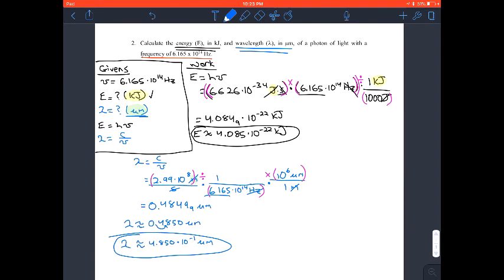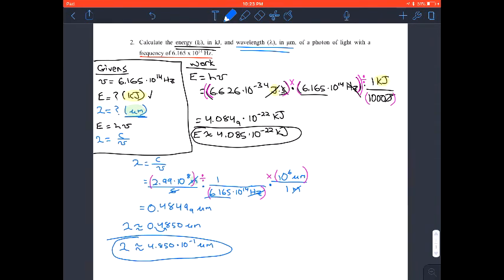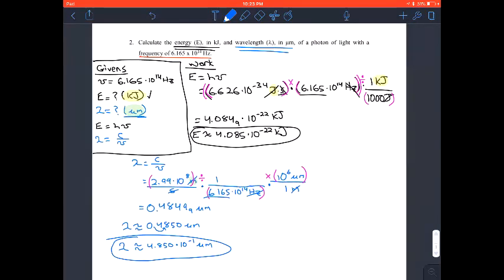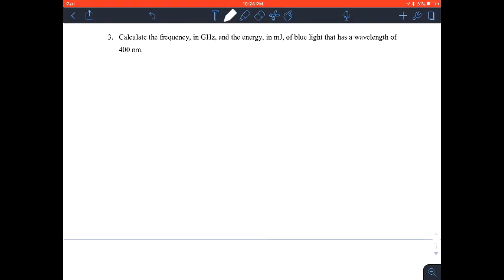Okay, so hopefully you see that. It seems like it's more work, but when you go one step at a time, it is easy as 1, 2, 3. So here we go.